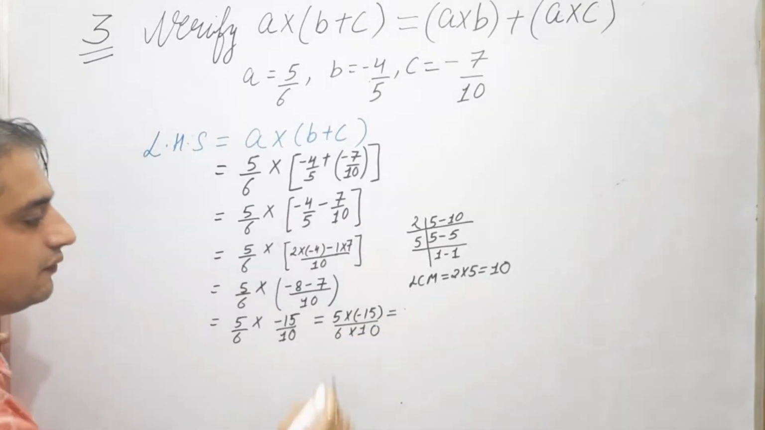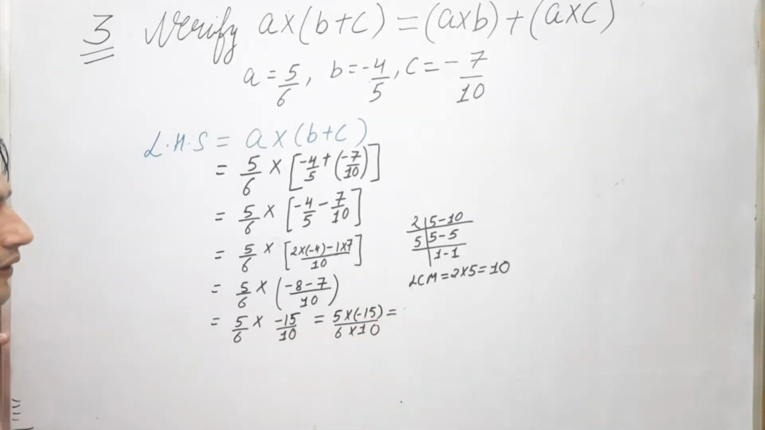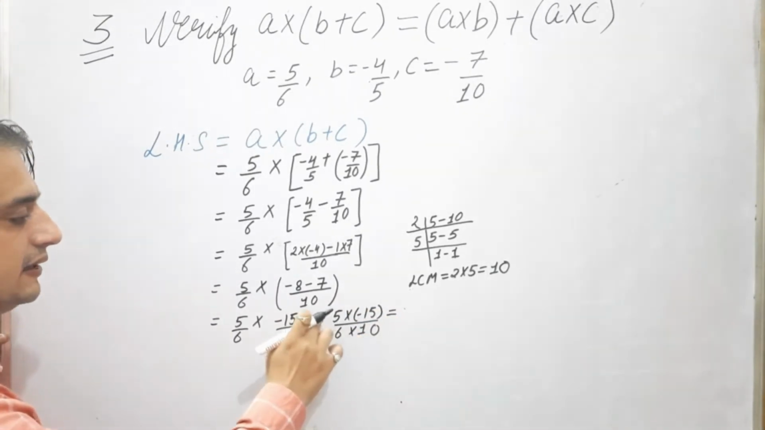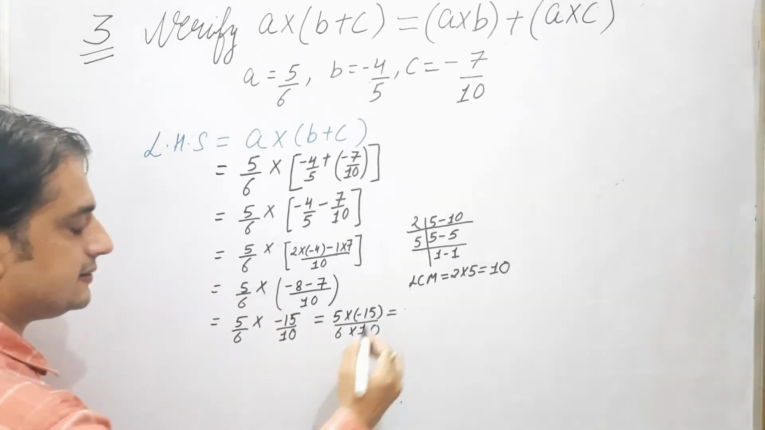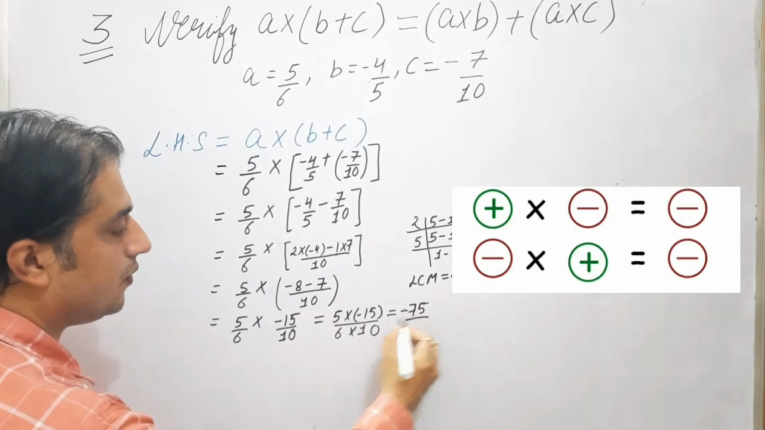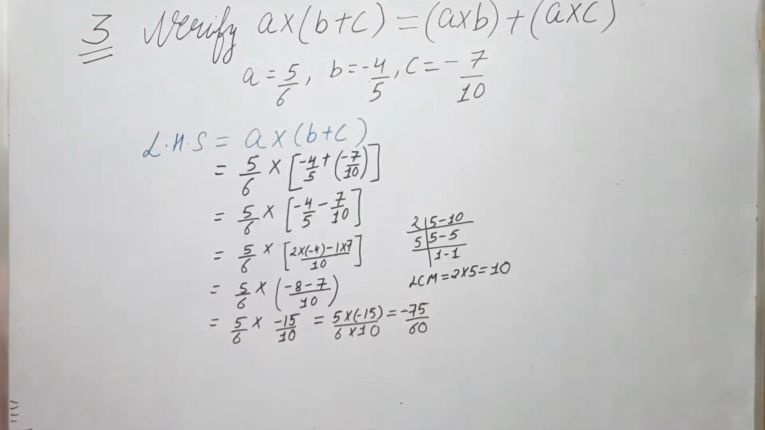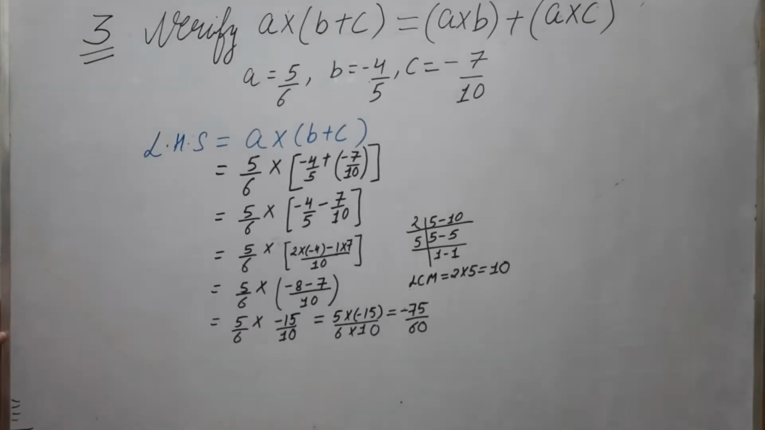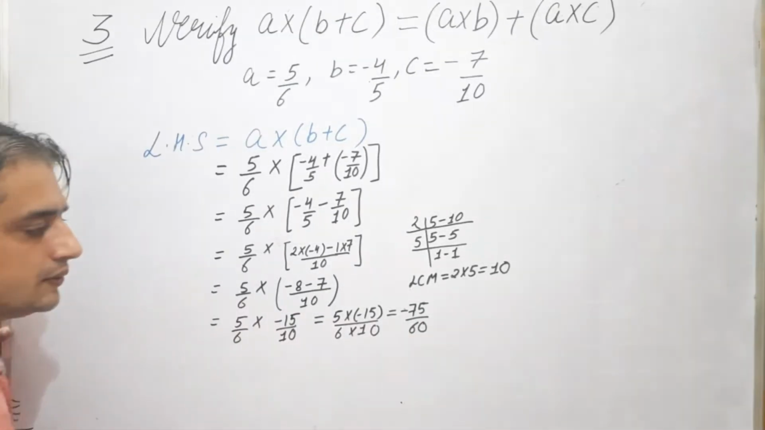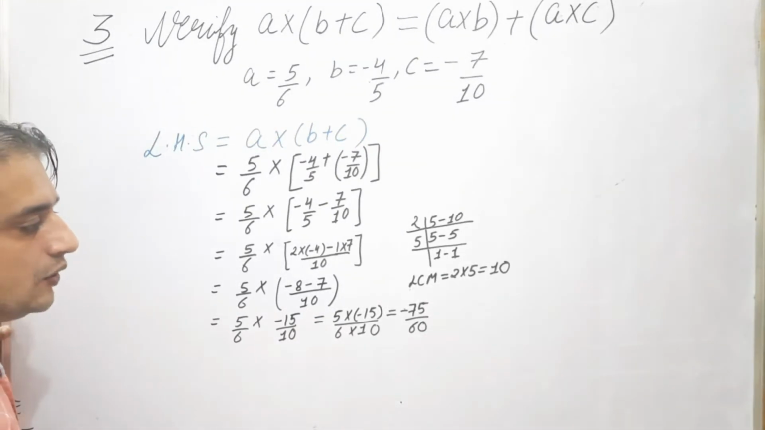What is the product? 15 5s are 75, but here the number is negative, and here the number is positive. So plus minus minus. So minus 75 upon 6 tens are 60. This is the product, or you can reduce this rational number to its lowest form.